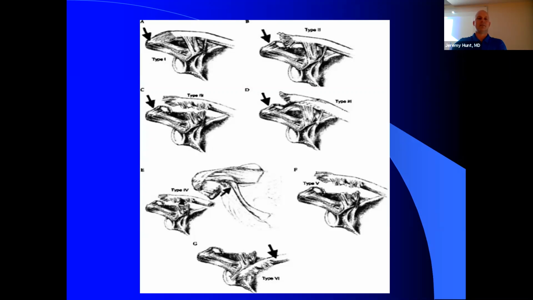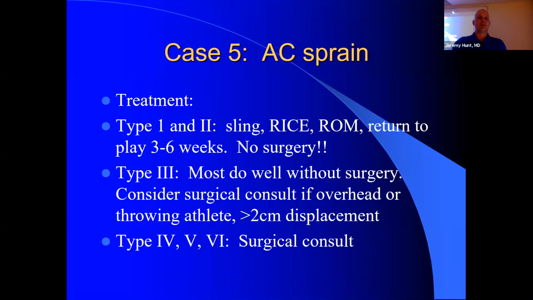So what's the big deal? Why do you need to know the types of that injury? Well, types 1, 2, and 3 tend to be non-surgical. And then if you have type 4, 5, and 6, that tends to be fixed operatively. So it's just a nice line of demarcation to decide, does this person need to see a surgeon or not?